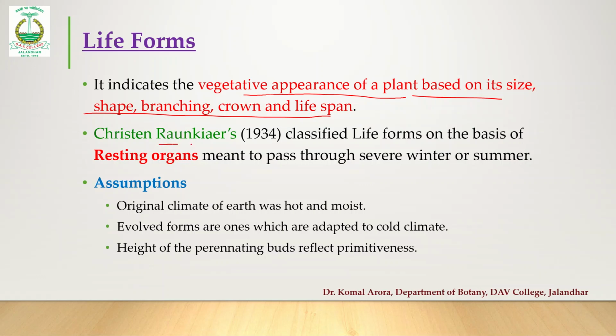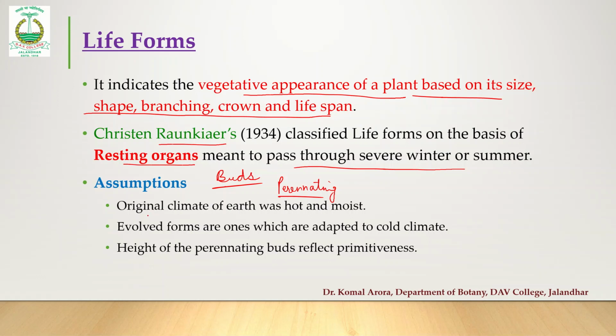Now the first such classification was given by Raunkiaer. Raunkiaer identified a total of 5 different types of life forms in plant community. And what was the criteria? The criteria was the resting organs meant to pass through severe winter or summer. Those resting organs means now we are focused on buds, okay, perennating buds. So we are concerned about them. On that criteria, he gave 5 life forms in the plant community.